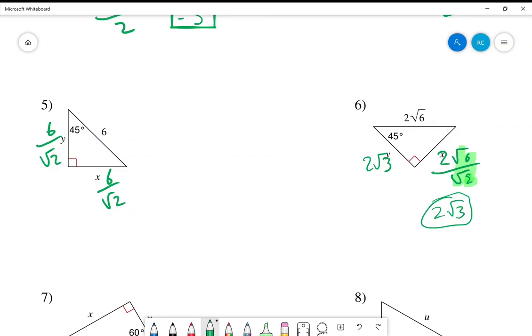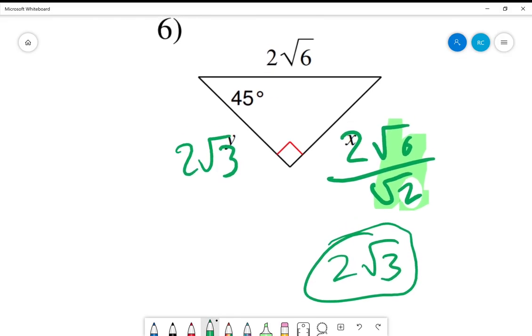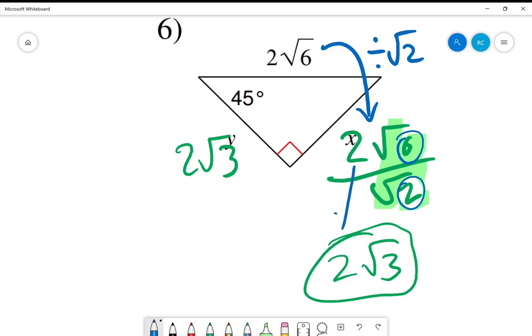Now, this bit right here was a little bit tricky, especially since I flubbed making it. Right? To get from the hypotenuse, let me use a different color, to get from the hypotenuse to the leg, you divide by the square root of 2. So we get 2 times the square root of 6, that's the hypotenuse, divided by the square root of 2. Again, the two square roots divide to make the square root of 3, and the 2 just stays the 2.